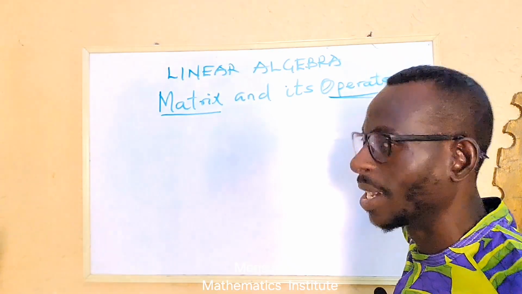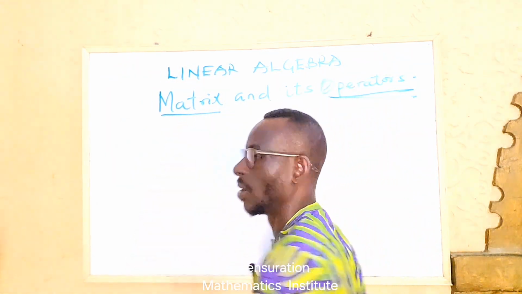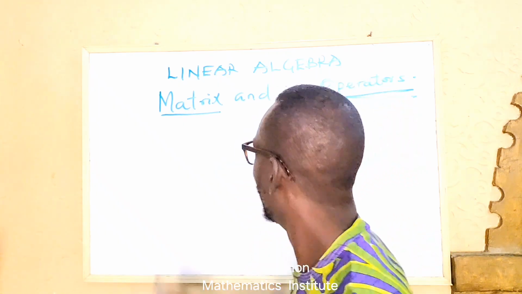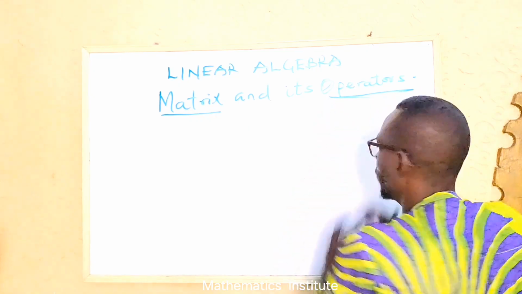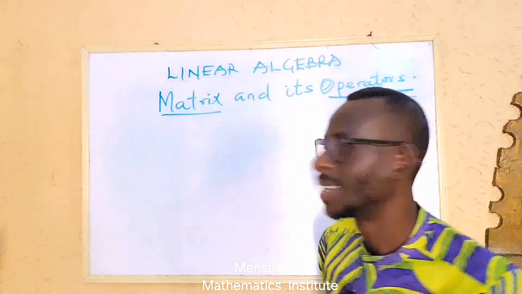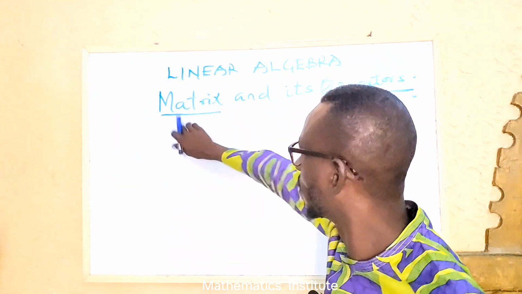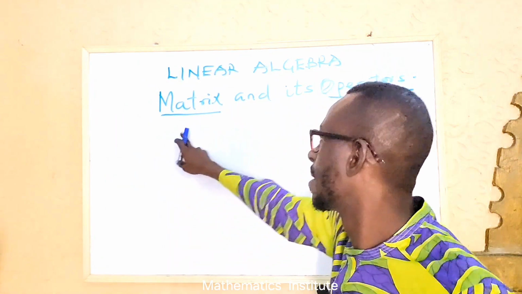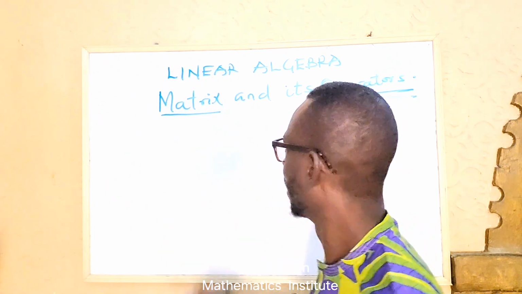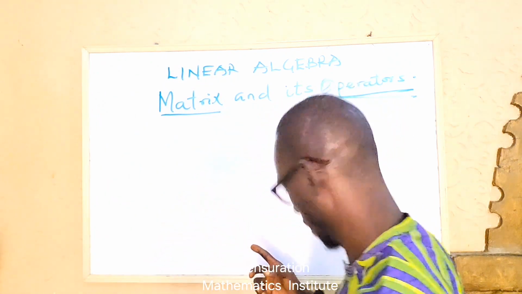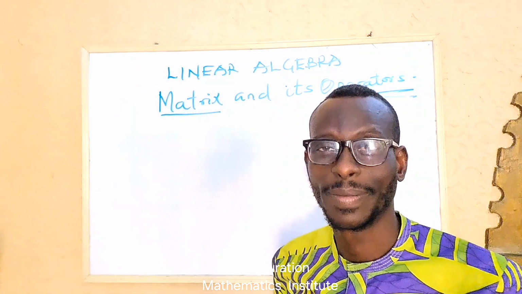These operators involve the tools acting on the matrix. Matrix on its own is an entity. Operators on its own is another entity. But there is an action that is acting upon the matrix to produce a result. That action on the matrix is done with the operators.